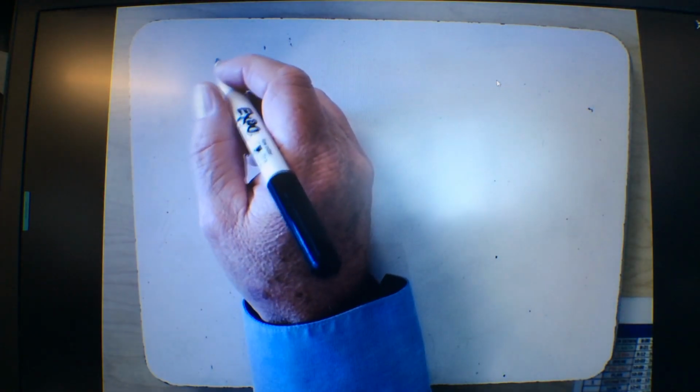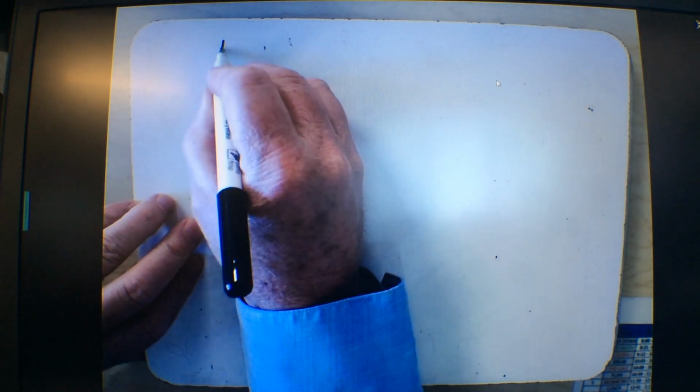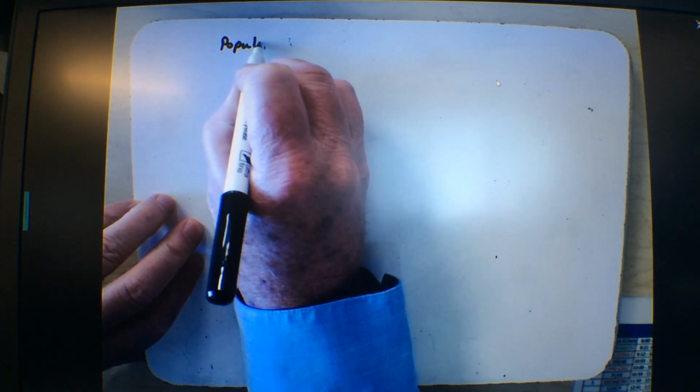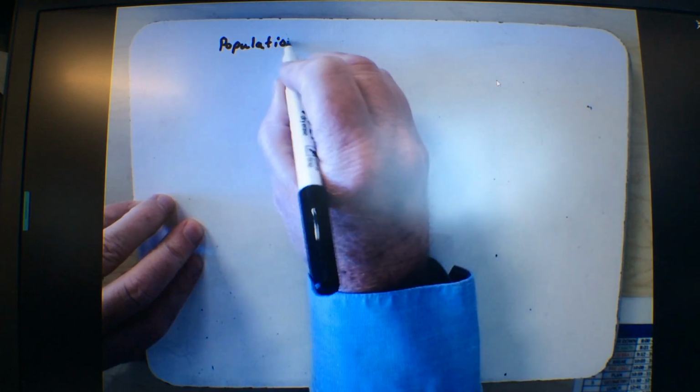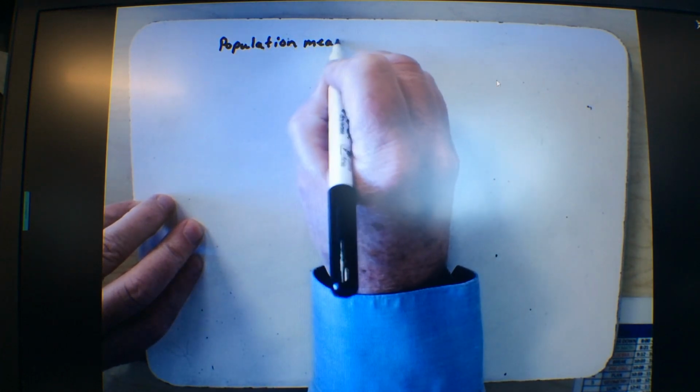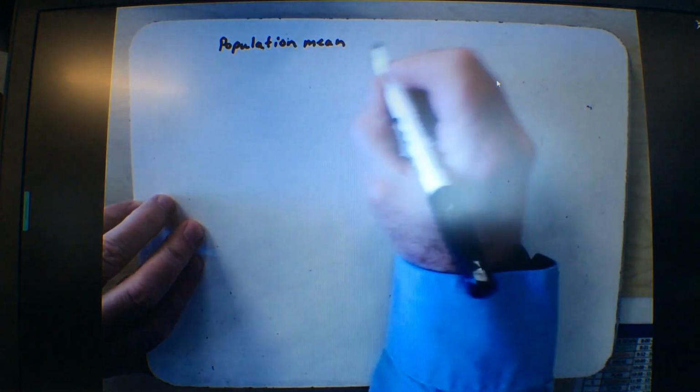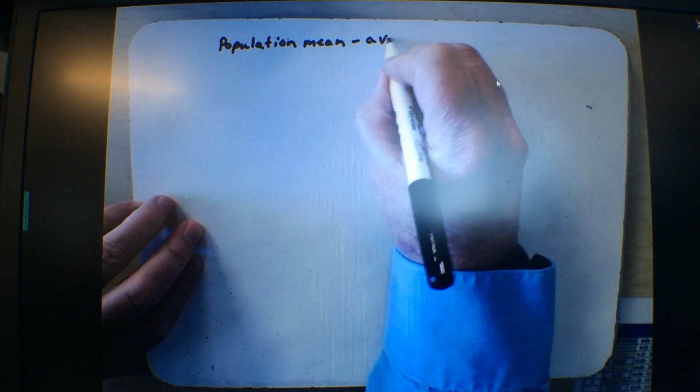Algebra 2, section 8.3, it's called population parameters, and it's on page 545. The word parameter comes from like an enclosement of what we're talking about. I'm going to read a couple things to you, but the first thing we're going to talk about is the population mean. What does the word mean mean? Average. This is right.